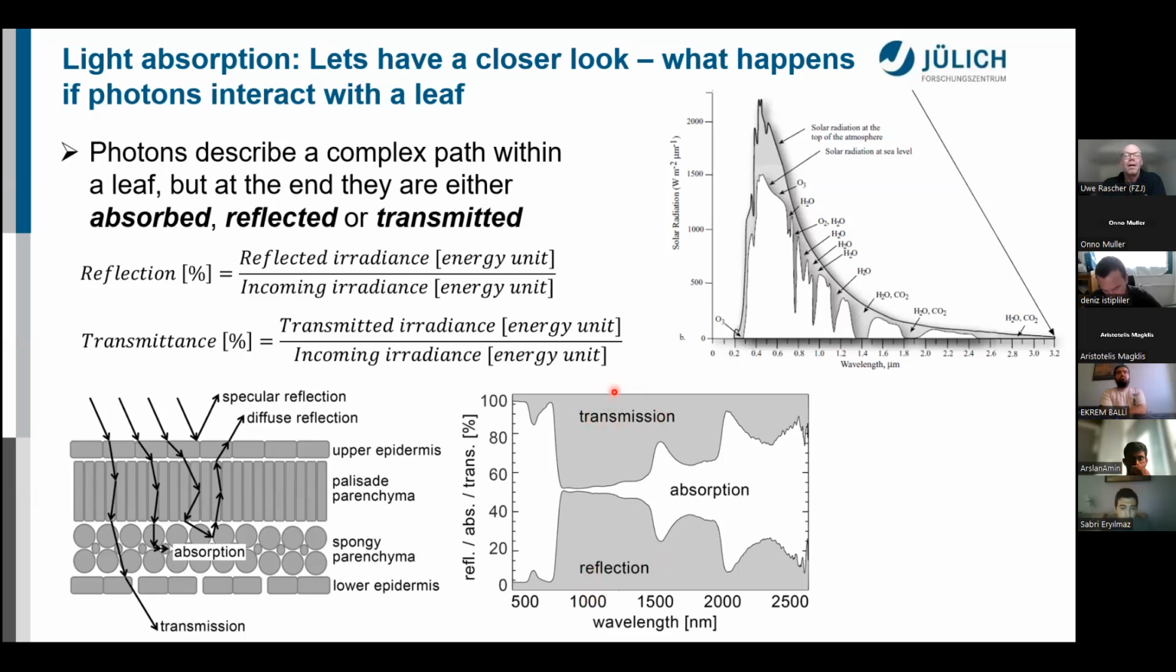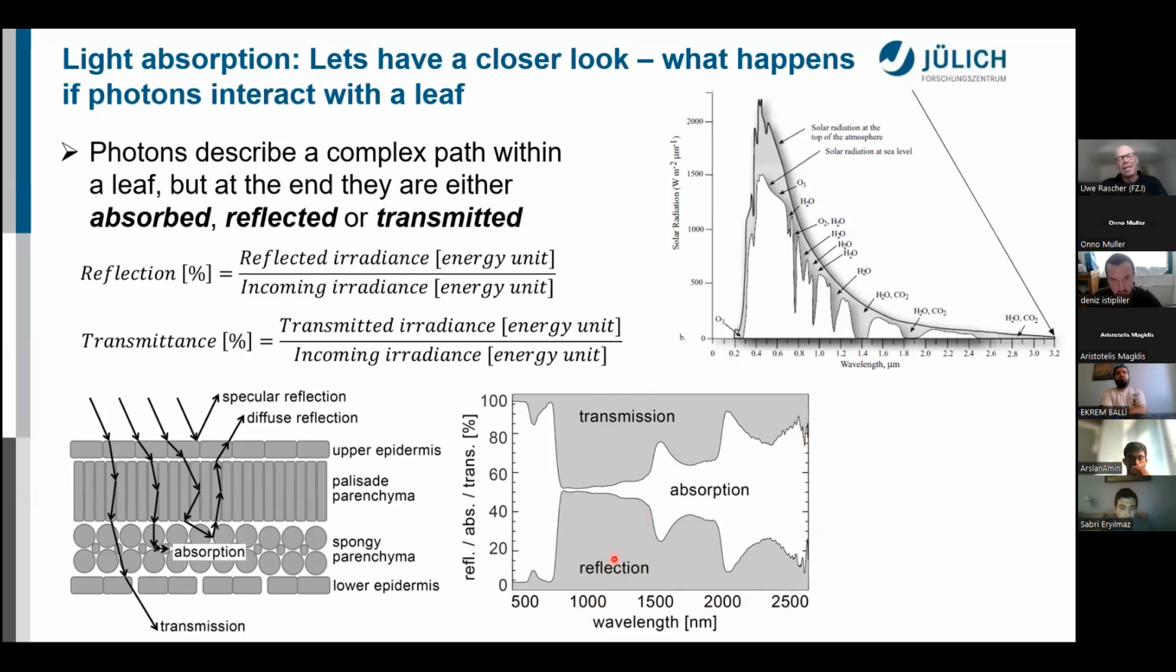Both describe, or the residual after this are the photons which at the end are absorbed. The three processes always add up to one. So a photon cannot be lost. It's either absorbed, then it's lost, but it's absorbed. It can be transmitted or reflected. And the spectral characteristics of these three parameters is really specific for a pigment.